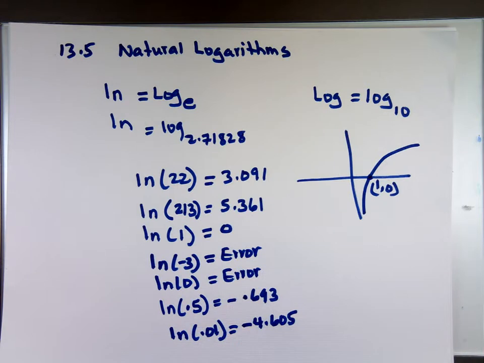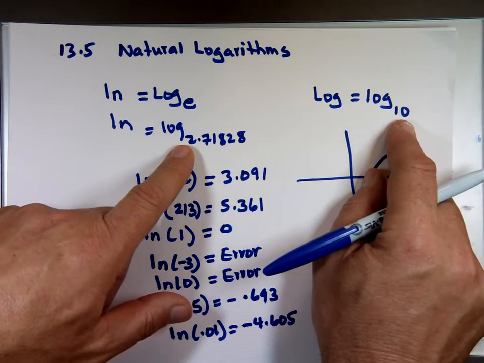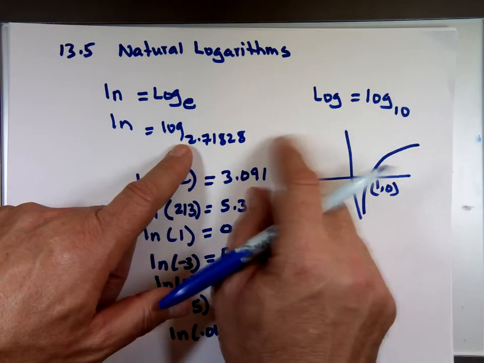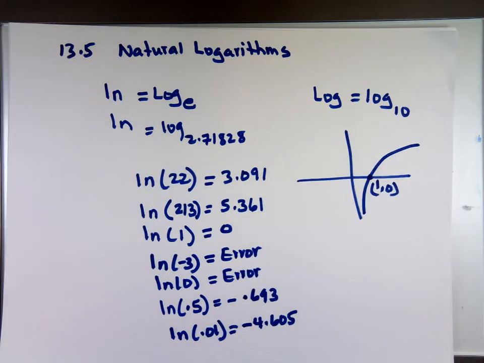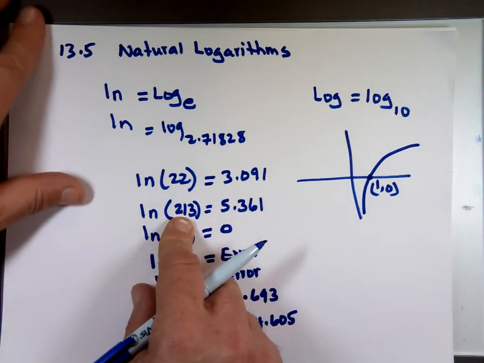All the rules for the log apply for the natural log. The only difference between the log and the natural log is the base. So the rules just shouldn't change. Doesn't matter if the base is 10, 3, 2.7, 15. It's the same thing. Now, same thing. If I give you the answer, I'm looking for the number. Let's see what happens.